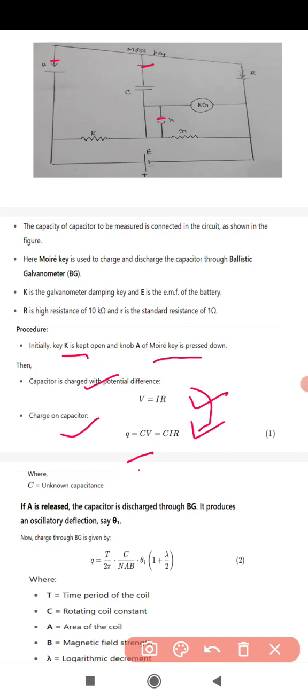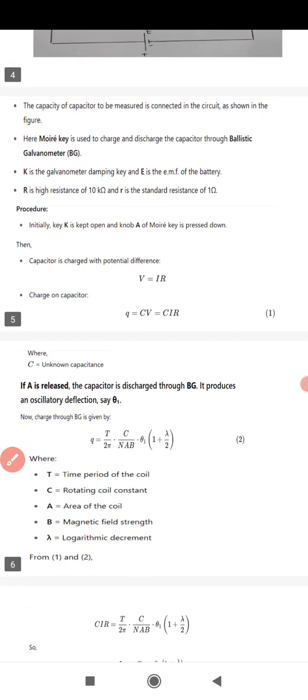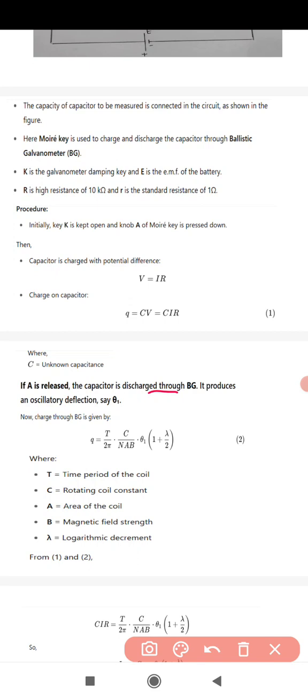Q is equal to CIR, where C is the unknown capacitance. The capacitor is already discharged through the ballistic galvanometer, and it produces the deflection theta 1. Therefore, now we charge the ballistic galvanometer.